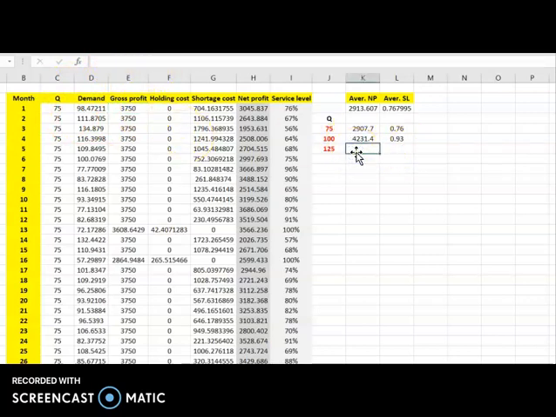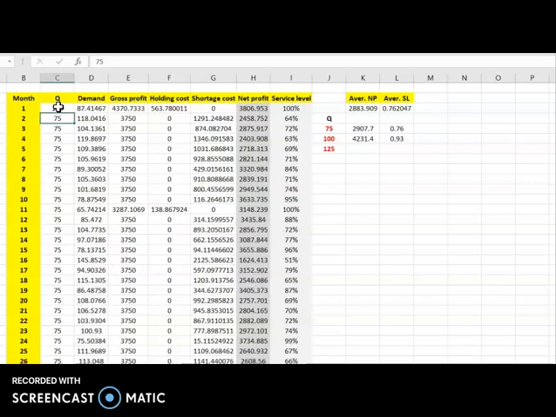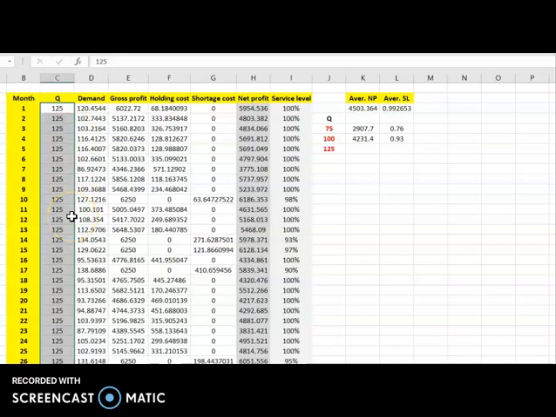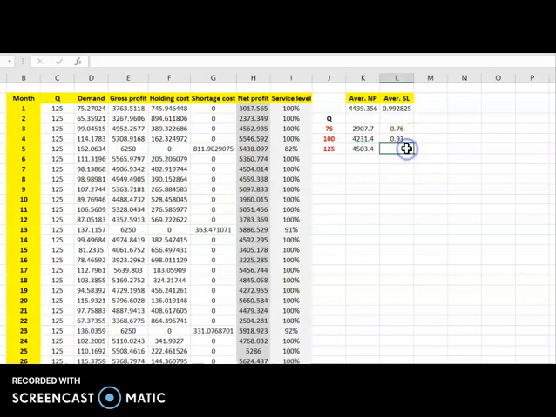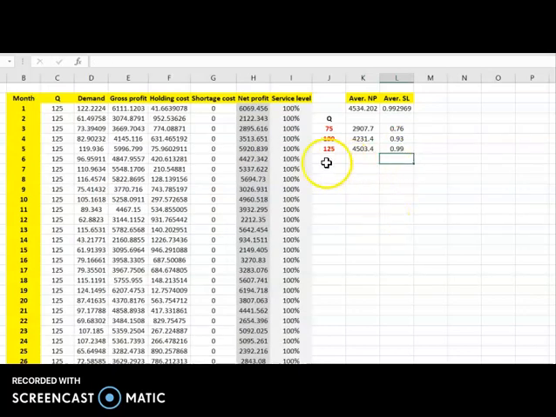And here for 125, I put 125 here and populate this to the other cells, and we got the answer, which is 4503.4. I'm rounding them up, and the other one is the awesome service level of 99. So obviously the winner is Q125.